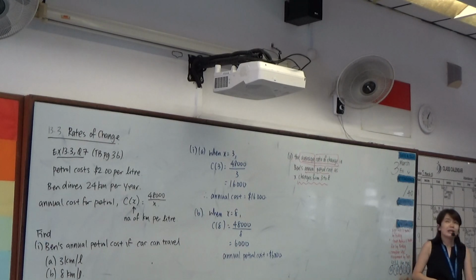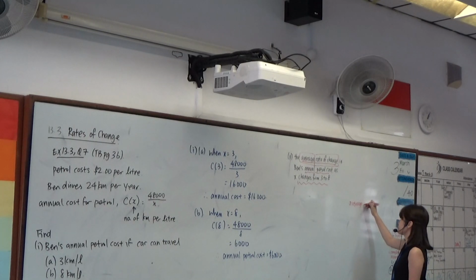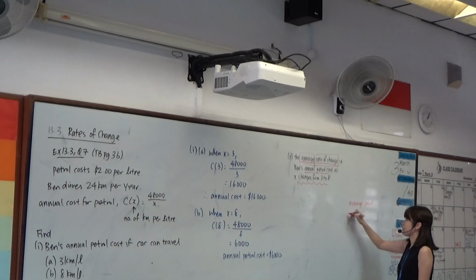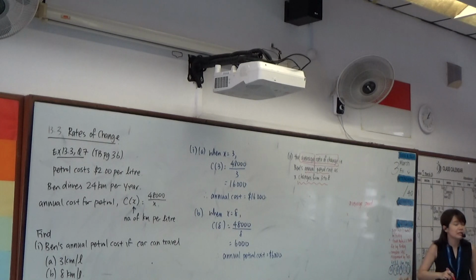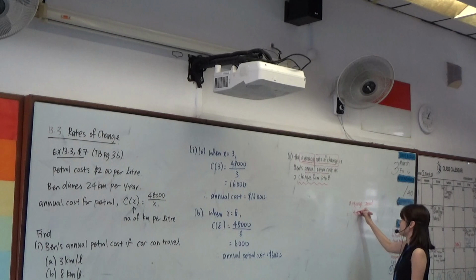Okay, so when it comes to average, I want us to draw the link to our understanding about average speed that we learned back in Sec 1. Okay, when we were in Sec 1, we learned that average speed will be total distance divided by total time, right?